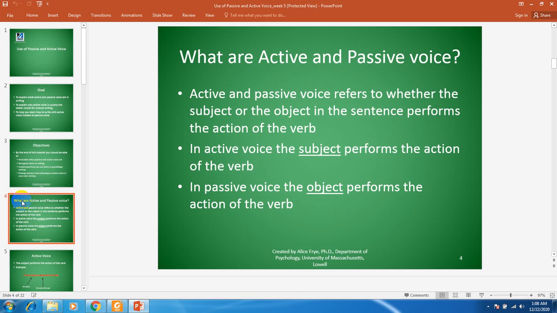In active voice, the subject performs the action of the verb. But in passive voice, the object performs the action of the verb.